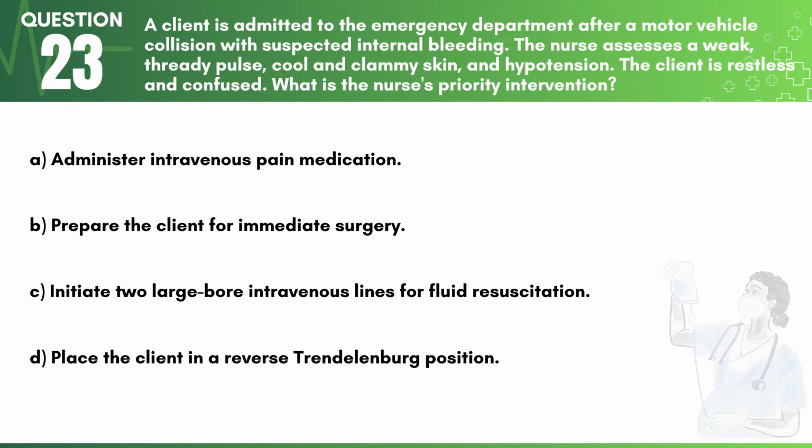Question 23. A client is admitted to the emergency department after a motor vehicle collision with suspected internal bleeding. The nurse assesses a weak, thready pulse, cool and clammy skin, and hypotension. The client is restless and confused. What is the nurse's priority intervention? A. Administer intravenous pain medication. B. Prepare the client for immediate surgery. C. Initiate 2 large-bore intravenous lines for fluid resuscitation. D. Place the client in a reverse Trendelenburg position.